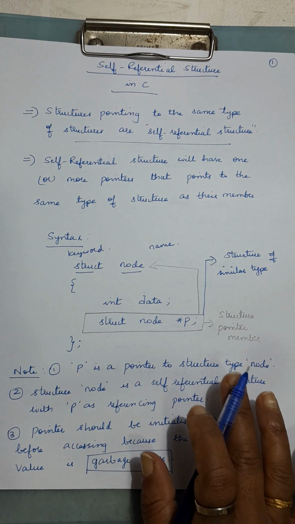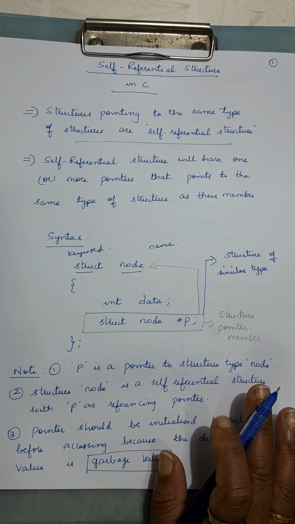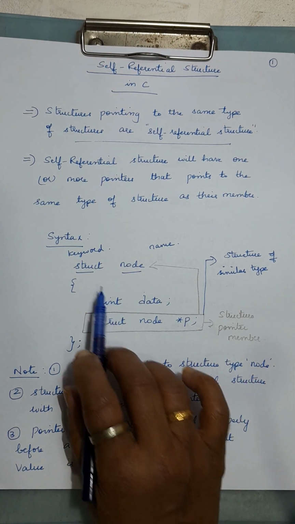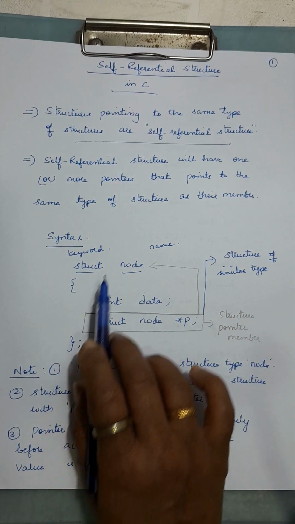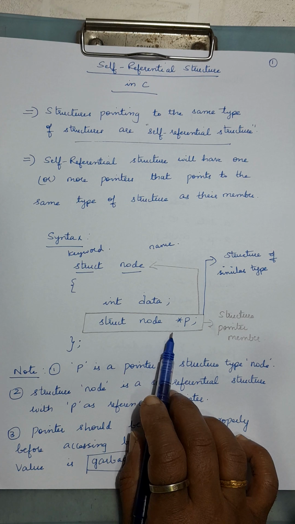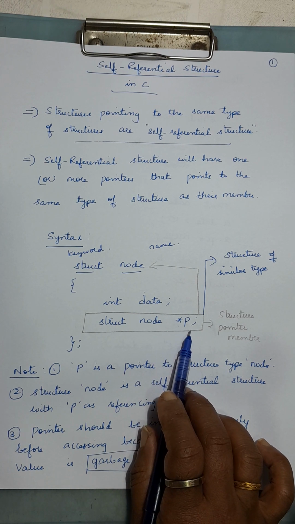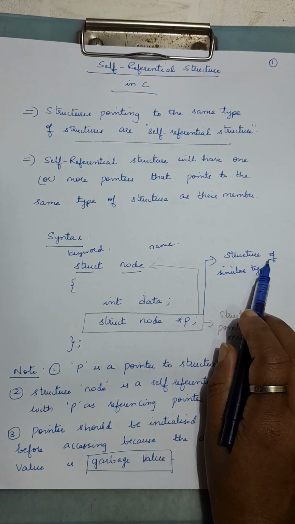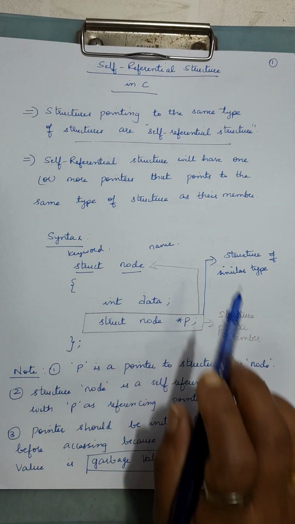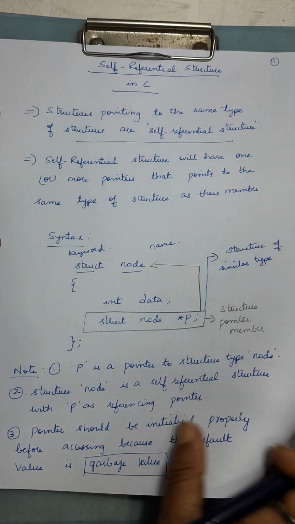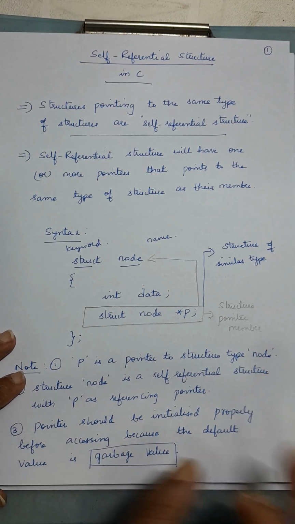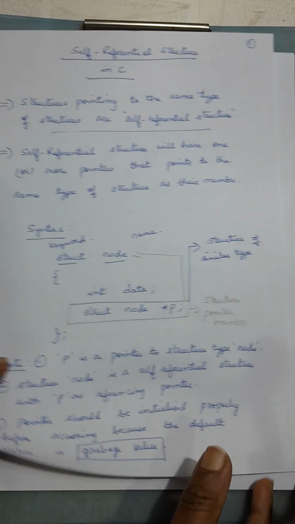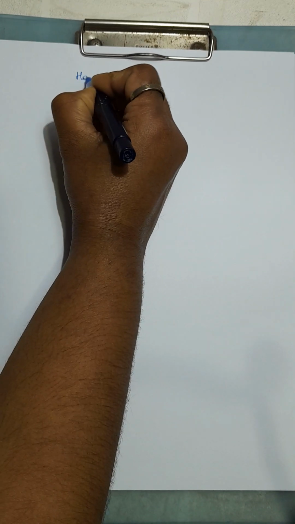Now I'll just brush up on what exactly a self-referential structure is. It is a structure with a member variable, a pointer, which points to the same structure or to another structure of similar type. Now let me teach you with an example. This is the syntax of a self-referential structure. Now let me show you how it works.